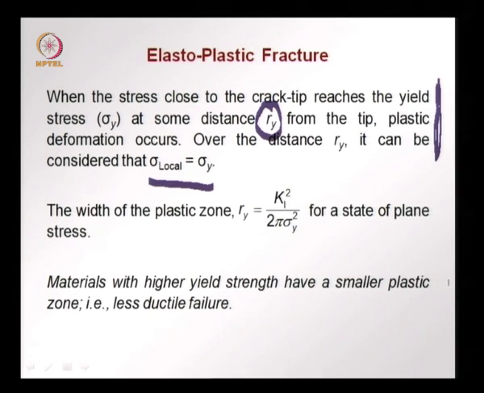And this also explains why materials, even ductile materials that are stronger, behave in a more brittle manner. The origin is the size of the plastic zone that develops in front of the crack, which is smaller when the yield strength is higher.